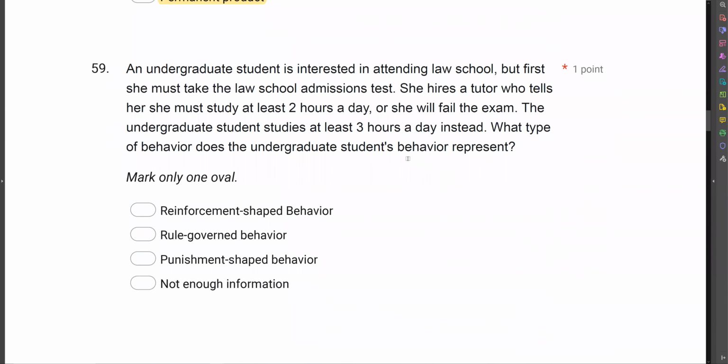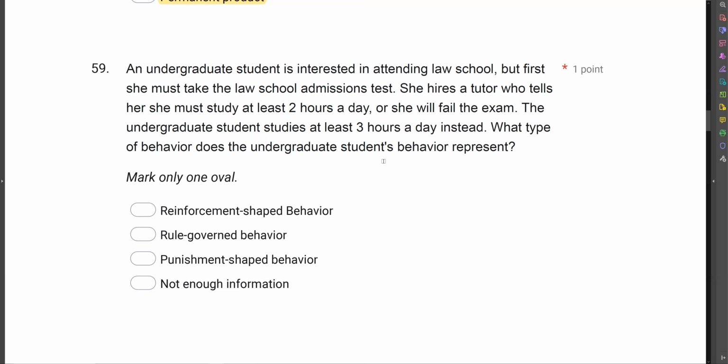59. An undergraduate student is interested in attending law school, but first she must take the law school admissions test. She hires a tutor who tells her she must study at least 2 hours a day or she will fail the exam. The undergraduate student studies at least 3 hours a day instead. What type of behavior does the undergraduate student's behavior represent?